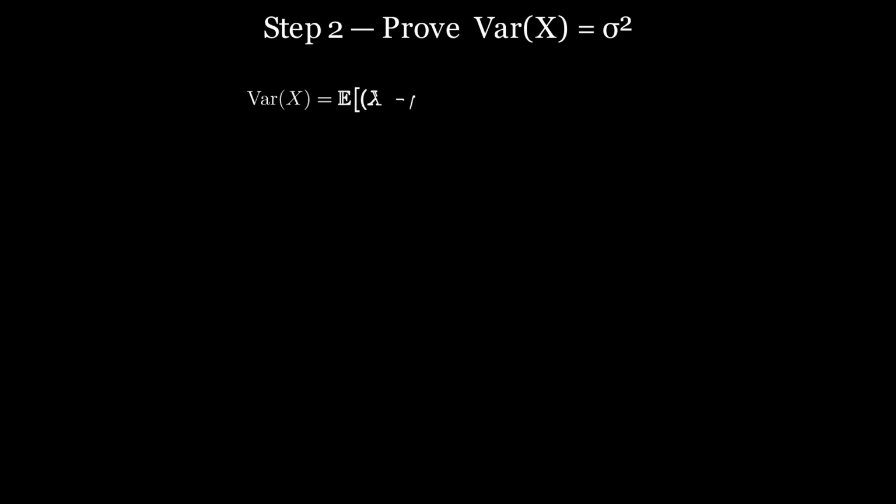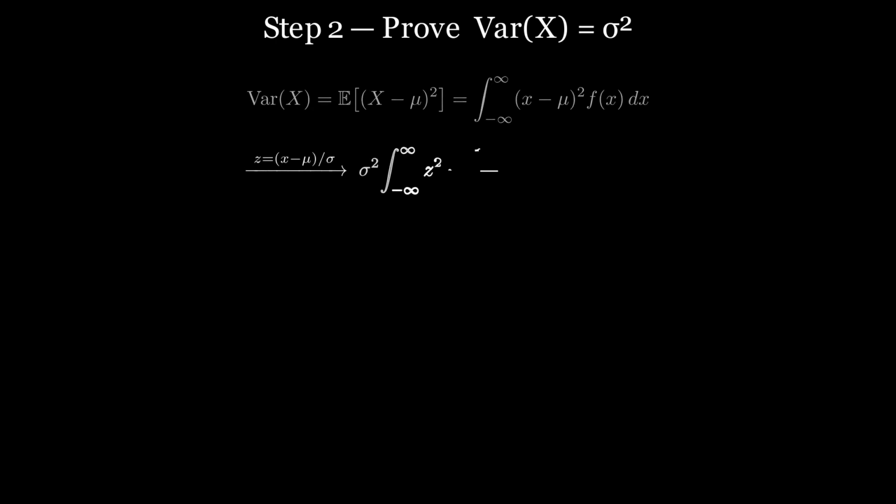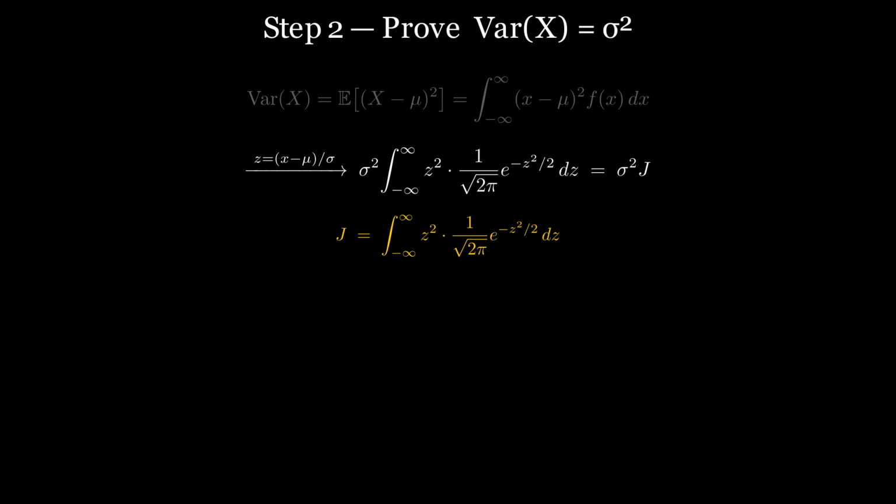Now for the variance. By definition, variance is the expected value of x minus mu, all squared. This is the integral of x minus mu squared times the probability density. Applying our standardization substitution, x minus mu equals sigma z, so x minus mu squared becomes sigma squared times z squared. The sigma squared factor pulls cleanly out of the integral. What remains is J, the integral of z squared times the standard normal density. So var of x equals sigma squared times J. We now need to evaluate J using integration by parts.